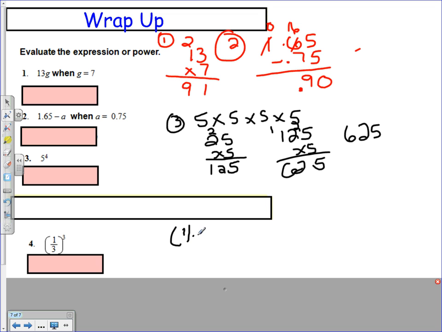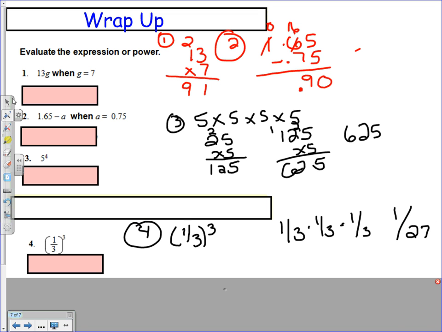It's in the parentheses. That means everything on the inside is raised to the 3rd power. 1/3 times 1/3 times 1/3. So 1 times 1 times 1 gives me 1. 3 times 3 is 9. 9 times 3 is 27. So for problem number 4, we should get 1/27.